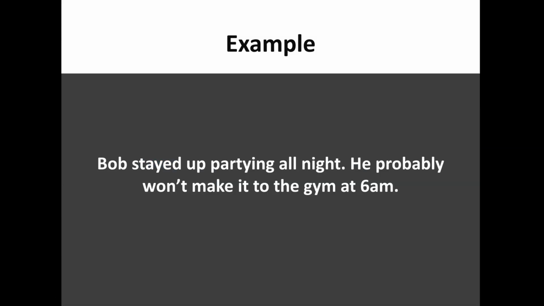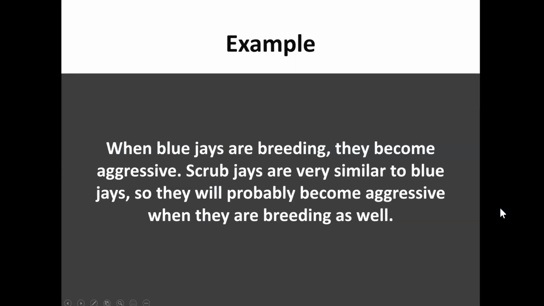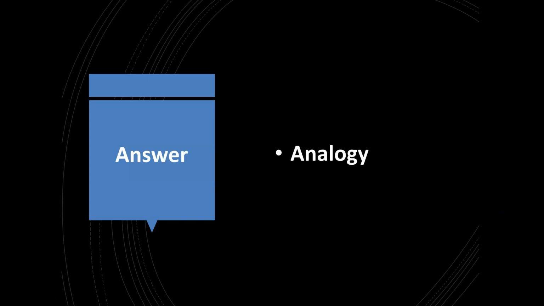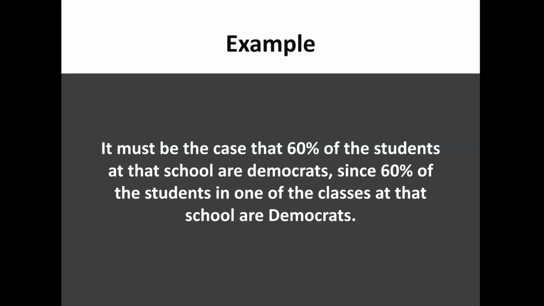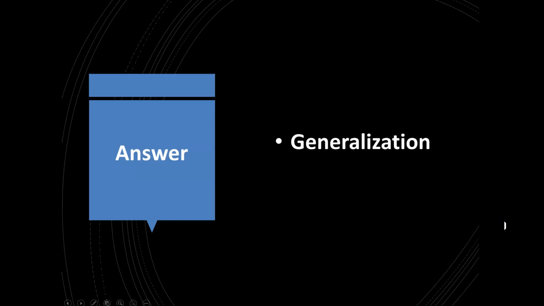Bob stayed up partying all night. He probably won't make it to the gym at 6 a.m. That was a causal argument. When blue jays are breeding, they become aggressive. Scrub jays are very similar to blue jays, so they will probably become aggressive when they're breeding as well. Answer: analogy. It must be the case that 60% of the students at that school are Democrats, since 60% of the students in one of those classes at that school are Democrats. Answer: generalization.